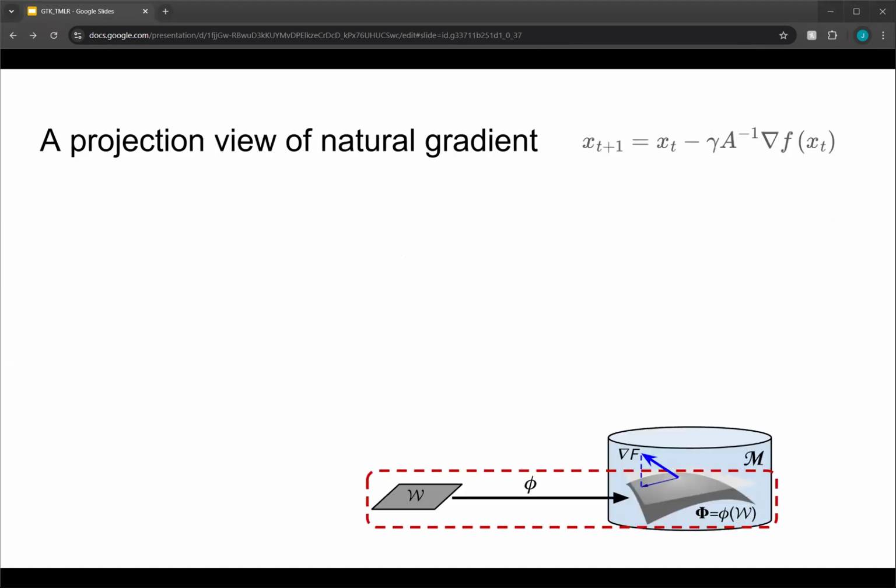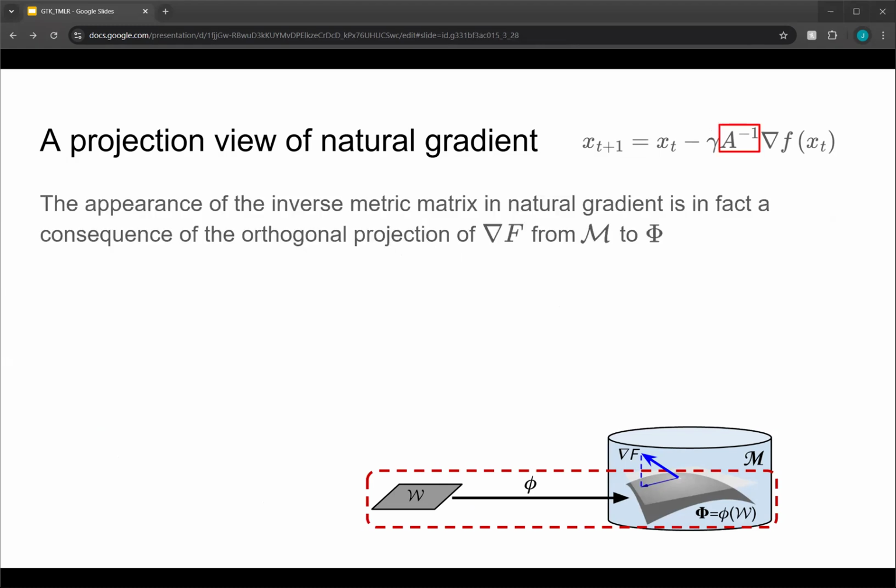Our first result is a projection view of natural gradient. We put a typical natural gradient descent update formula here for reference. We show that the appearance of the inverse symmetric matrix in natural gradient is in fact a consequence of the orthogonal projection of grad F from M to big Phi.